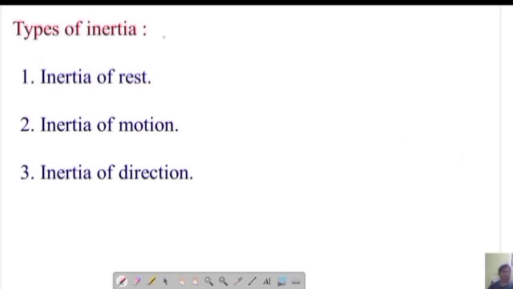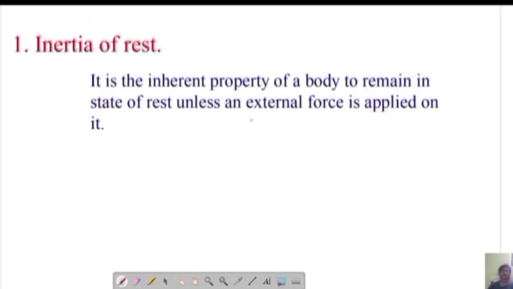That is types of inertia. So what are the types of inertia? There are basically three types of inertia. The first one is inertia of rest, inertia of motion, and inertia of direction. So let's learn the types of inertia one by one clearly. The first one is inertia of rest. So what is the inertia of rest? The definition only is divided into three types: the first one is rest, the next one is motion, and the third one is direction.